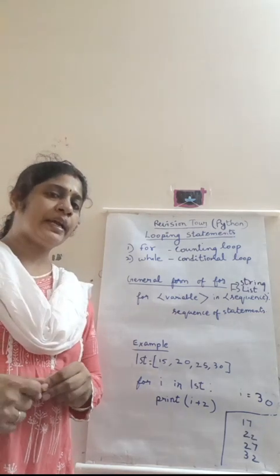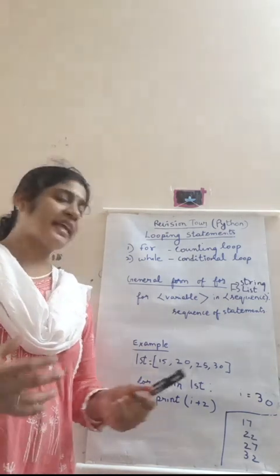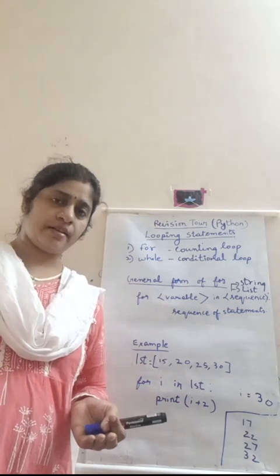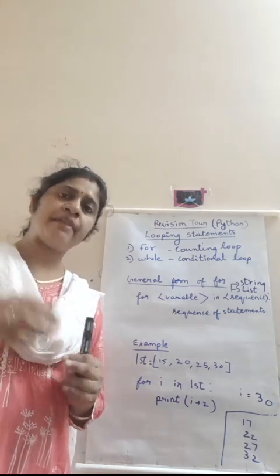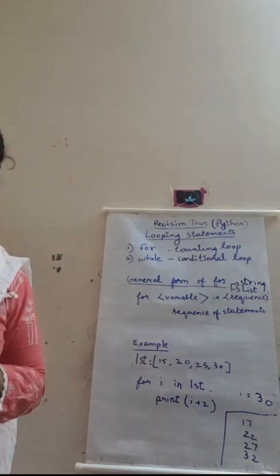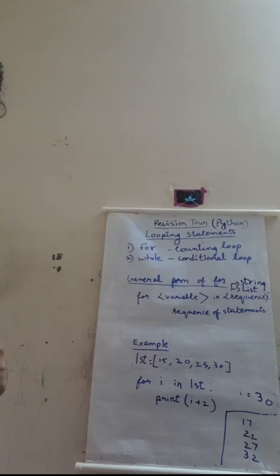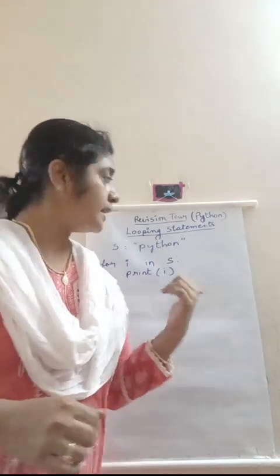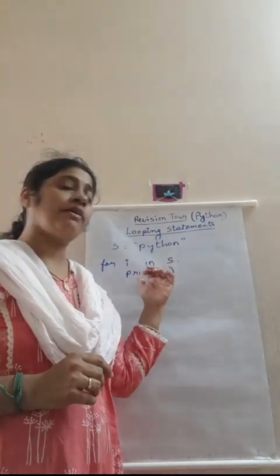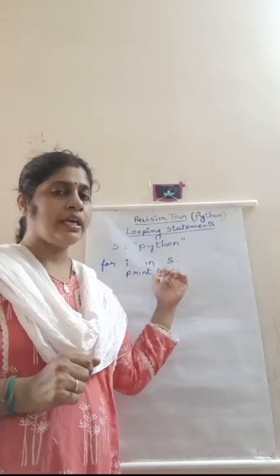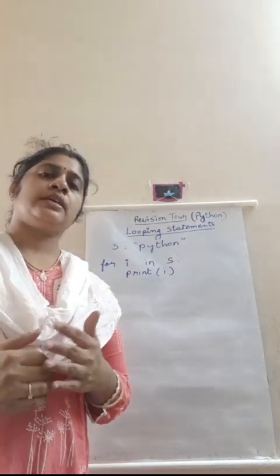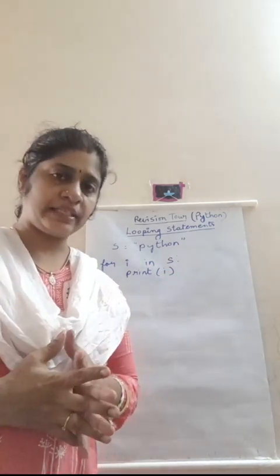Similarly, we can do it with a string also. In the case of a string, for every character in the string the loop will run. The loop will process every character in the string. That example we will see now. Here is an example of writing a for loop with a string. That is, it will process every character in the string.